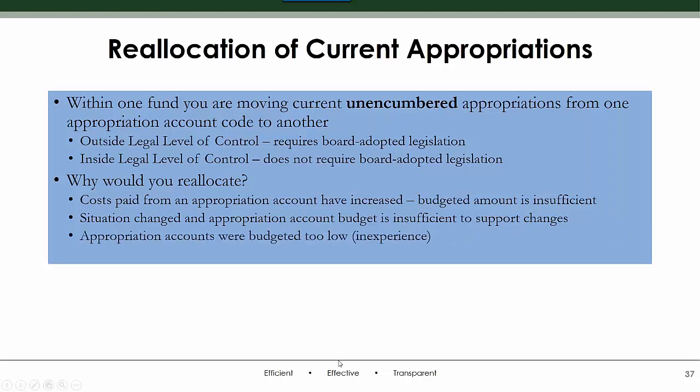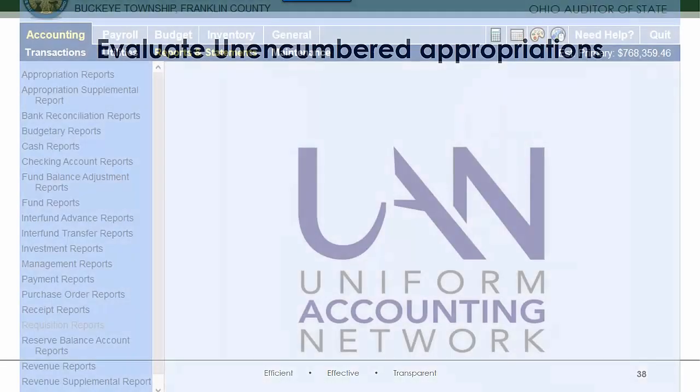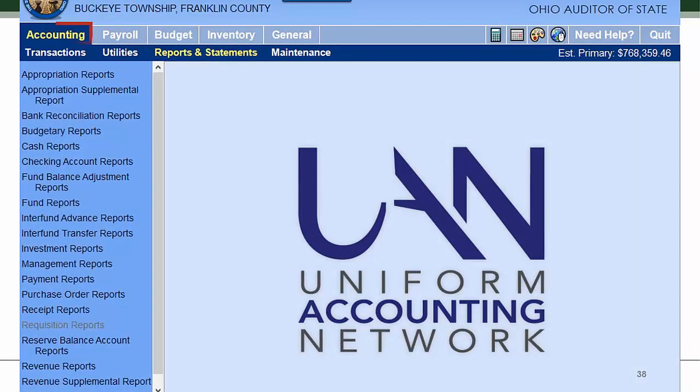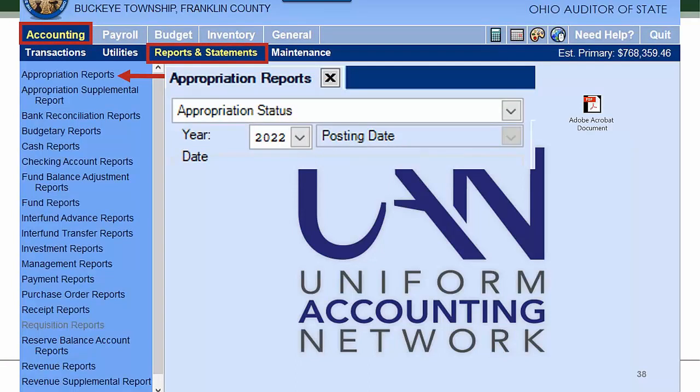So in this situation change, sometimes accounts are budgeted too low. I talked to a fiscal officer in early March, and they had already adopted appropriations for about half of what they needed, and she was already running out of appropriations. So we got a lot of new fiscal officers, and you're just hanging on by the seat of your pants. Keep hanging on because once you get through 1 year, it is easier. All right, so we're going to evaluate. So I'm not just going to go right to reallocation. I'm going to look at my appropriation status report and evaluate.